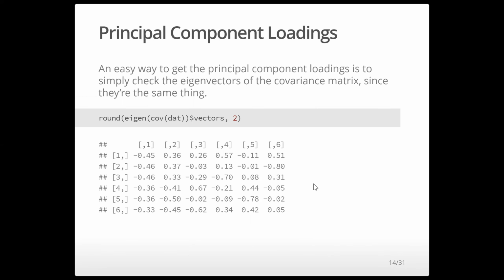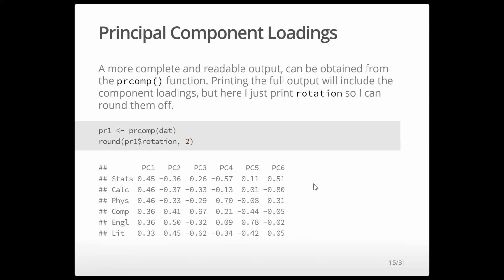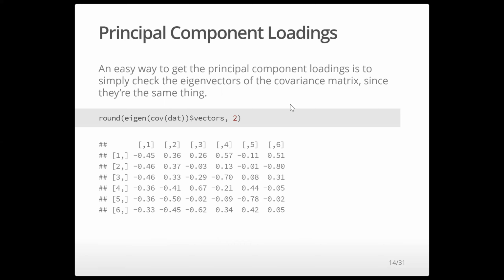So one easy way to get the principal component loadings is to just check the eigenvectors. We can always get the eigenvectors for the covariance matrix, and this will give us the principal component loadings. That's one way to do it. But a slightly nicer output will come from the prcomp function. If we print the full output, it'll give us more information, but I'm just taking this rotation object. Here the rotation gives the principal component loadings, and I'm just doing this so I can round them off. And we can see they're the same magnitudes as these eigenvectors.